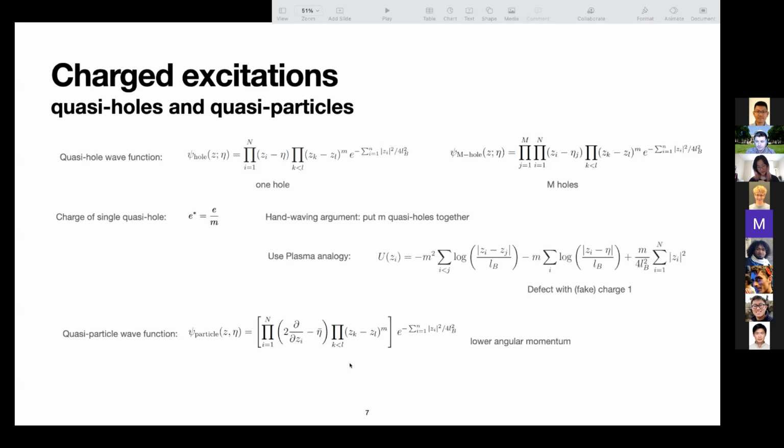But we can also multiply this by z bar. That will also lower the angular momentum, but z bar is not a legitimate lowest Landau level wave function. So people did some projection to get this form of quasi-particle wave function. It looks very hard to deal with, and indeed, I'm not going to talk about this wave function anymore. I'll be dealing with the quasi-hole wave functions.